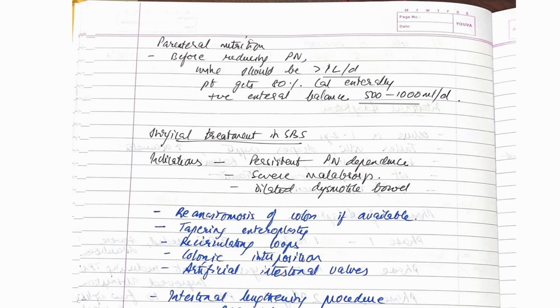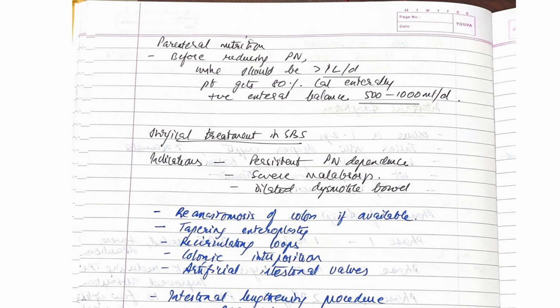Surgical treatment of short bowel syndrome. The indications are persistent parenteral nutrition dependence, severe malabsorption, and dilated dysmotile bowel. The first thing that can be done is a re-anastomosis of the colon if that is available. This itself would increase the caloric absorption by 500 to 1000 calories a day.